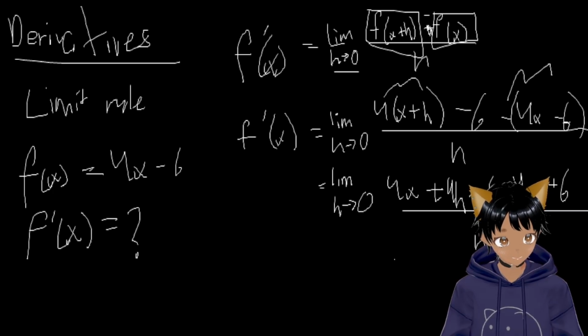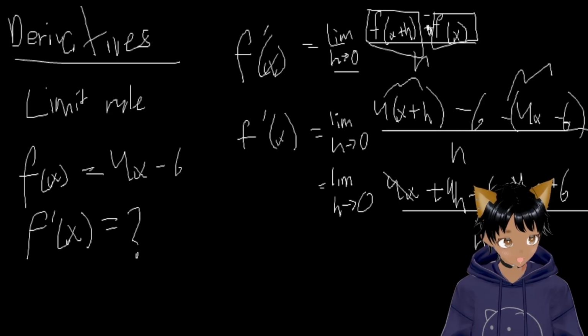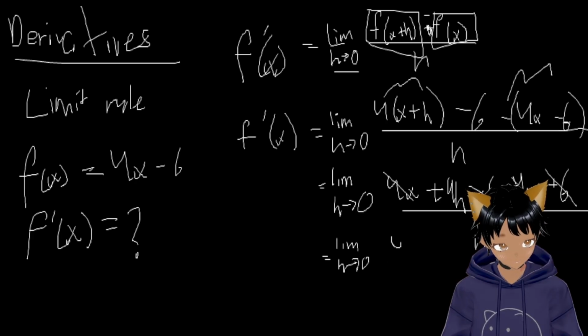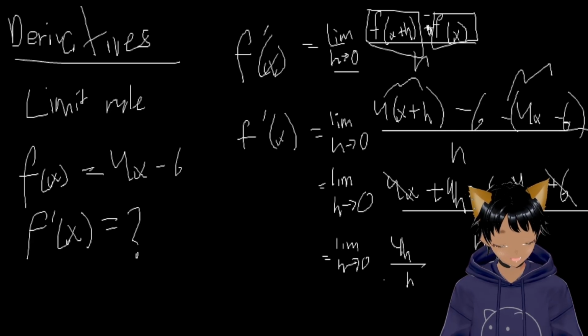Now that you have this equation, you can subtract the top numbers from each other. So 4x minus 4x cancels out. Minus 6 plus 6 cancels out. And now at the end of it, you pretty much get 4h over h.